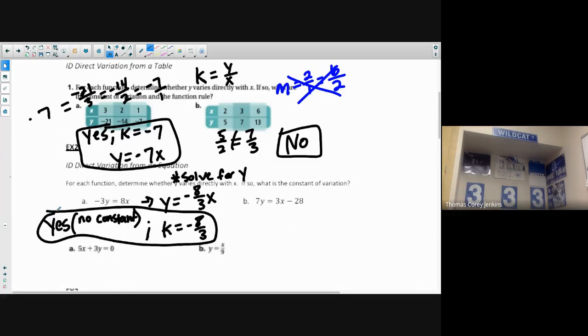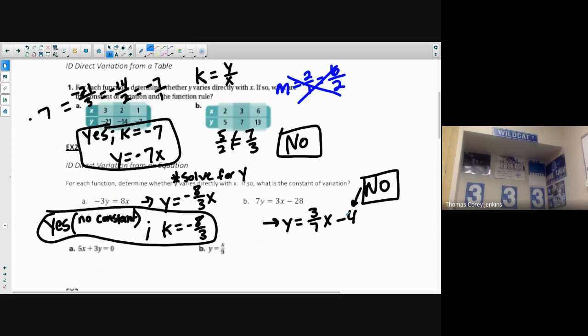All right, next example, solve for y. That means divide everything by 7 in this case, which is going to give me y equals 3/7 times x minus 28/7, which is -4. All right, so the answer here, because of this last term, is no. If there's a constant, it is not direct variation. Is it linear? Yes, because it's y equals mx plus b, but it's not direct variation. It's not a line that goes through 0, 0.